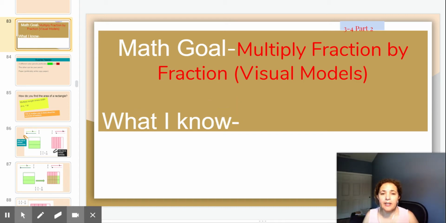All right, so in today's math lesson, we're going to multiply fraction by fraction again, but this time we're going to be looking at visual models to see what that looks like, okay? So write down everything you know about multiplying by fractions, and then we'll get started. Oh, remember to write this down in your math notebook.